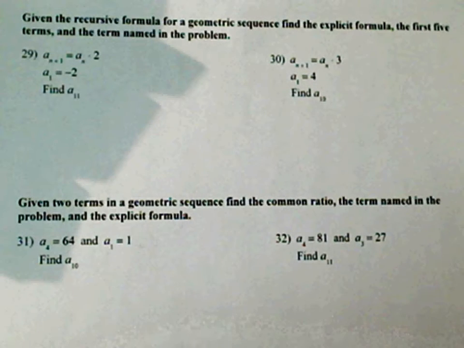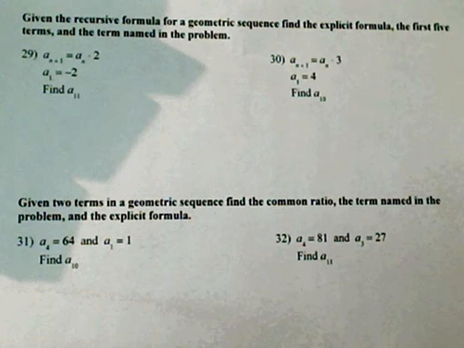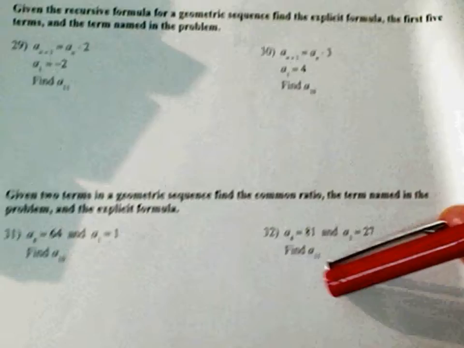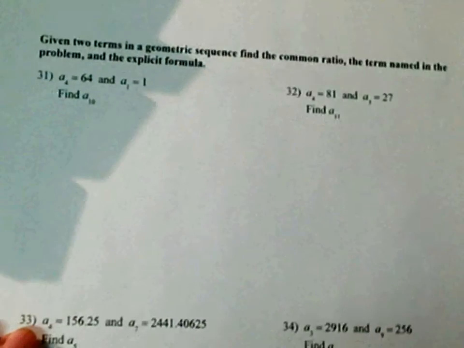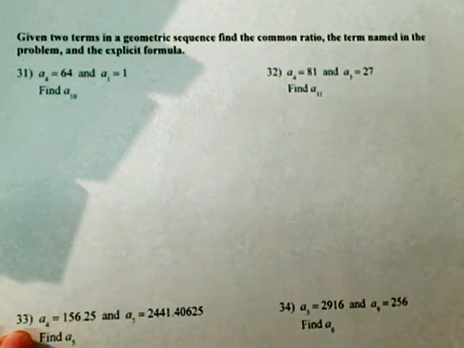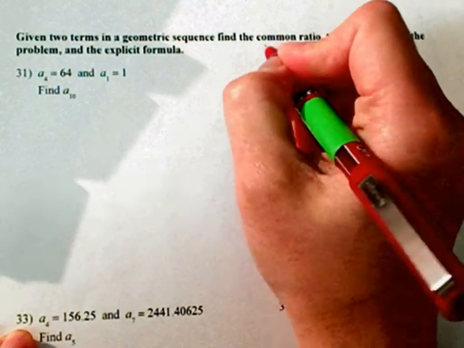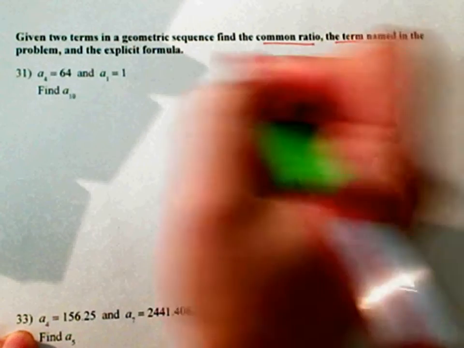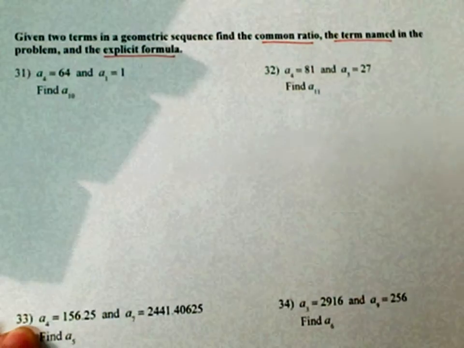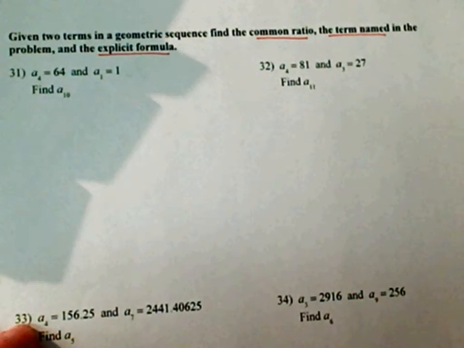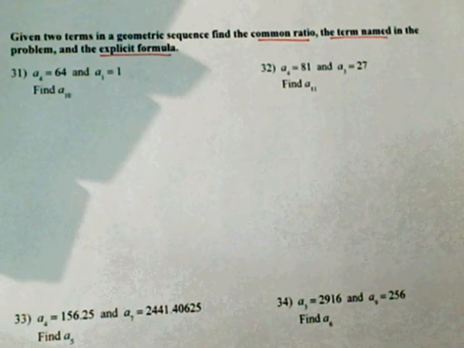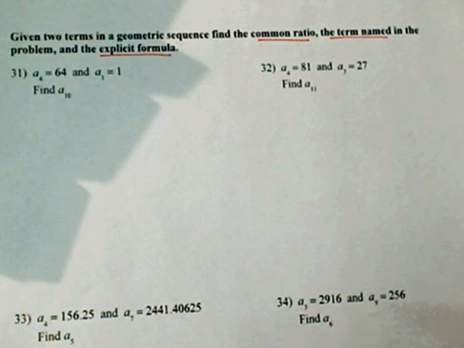Now, keep in mind, make sure you read the directions. It says, given two terms, okay? We're doing 31 through 34. Given two terms in a geometric sequence, find the common ratio, the term name, as well as the explicit formula. So you are looking for three things, and you want credit for all three. So let's take a look at number 31.